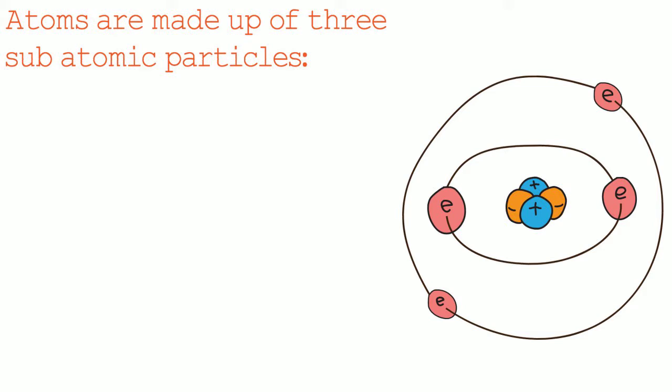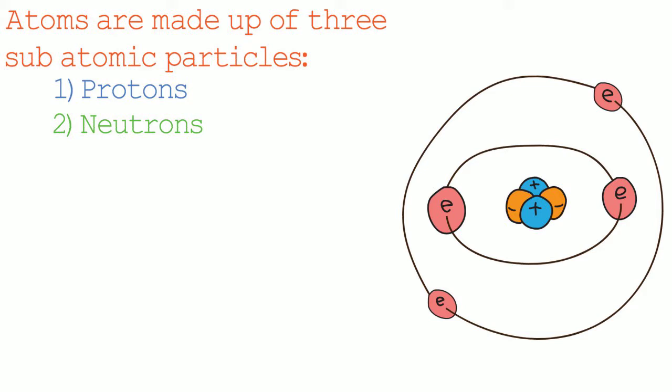One subatomic particle is protons, and these are found in the centre of an atom. They have a mass of 1 and they are positively charged. On the diagram, they are the blue subatomic particle. We also have neutrons. These have a neutral charge and they have a mass of 1. Neutrons are also found in the centre of an atom.